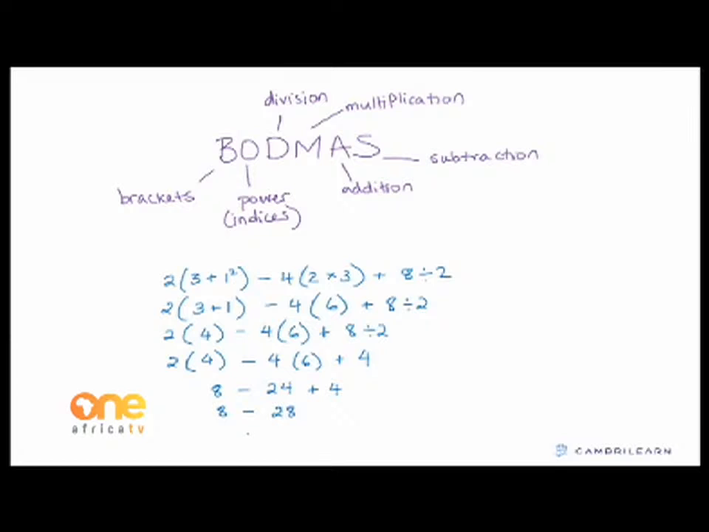So 8 minus 28, well, we've got a plus 8 and a minus 28. We've got unlike signs. So we can do 28 minus 8 gives us 20, and the sign of the bigger number is negative. So our final answer is minus 20.